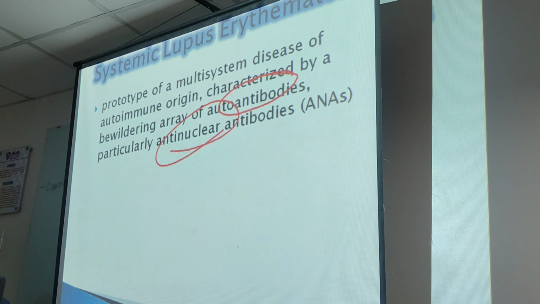So let's now discuss different examples of autoimmune diseases. First is SLE. This is a prototypical example of a multi-system disease of autoimmune origin. It's characterized by a bewildering array of autoantibodies, particularly ANAs.